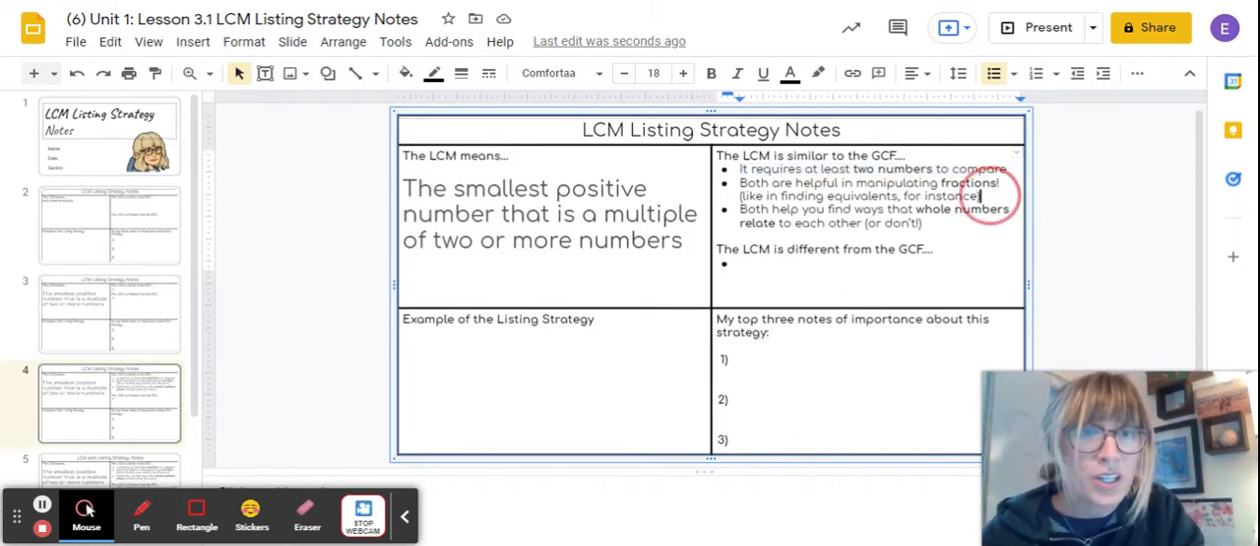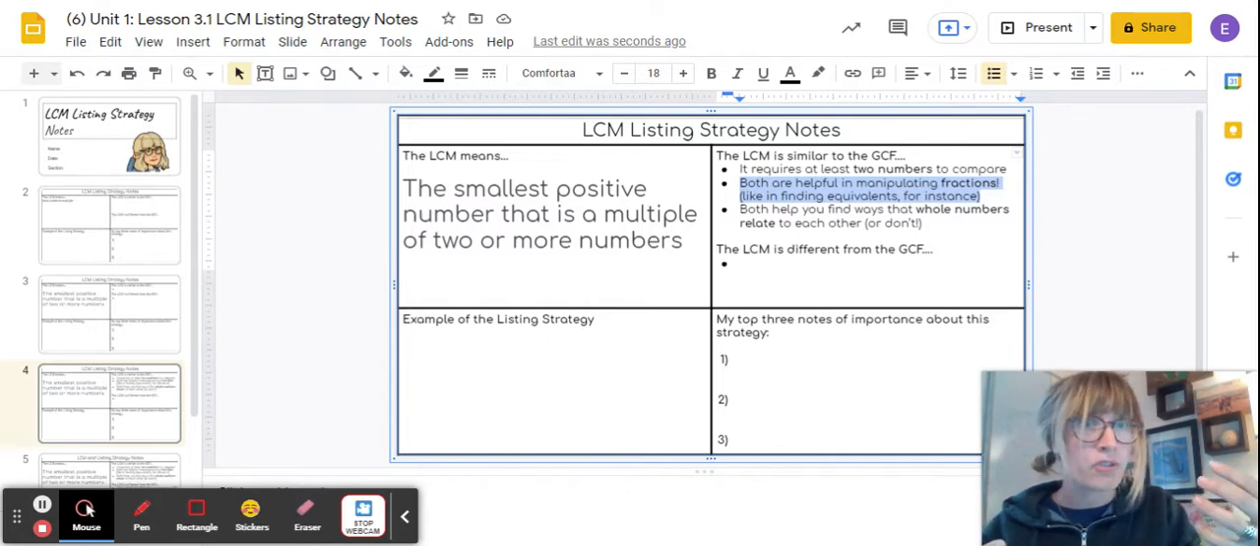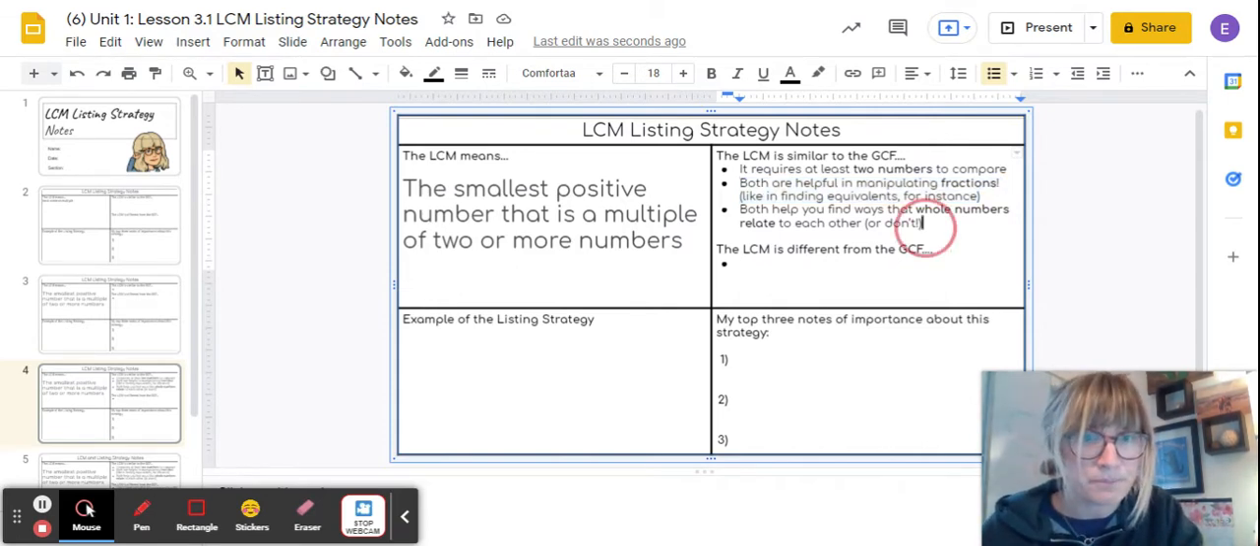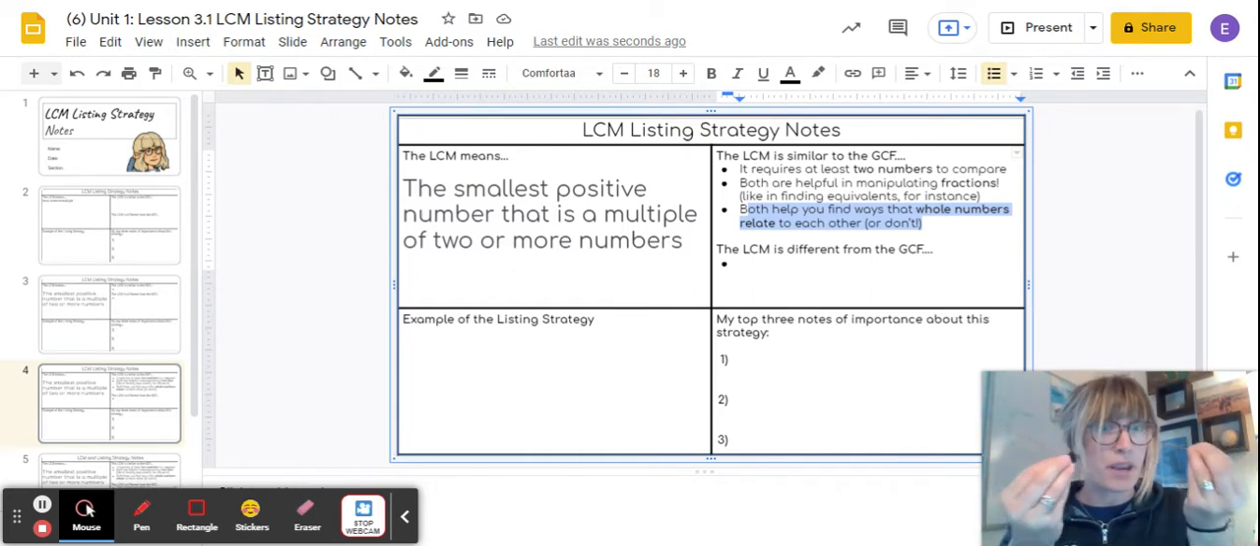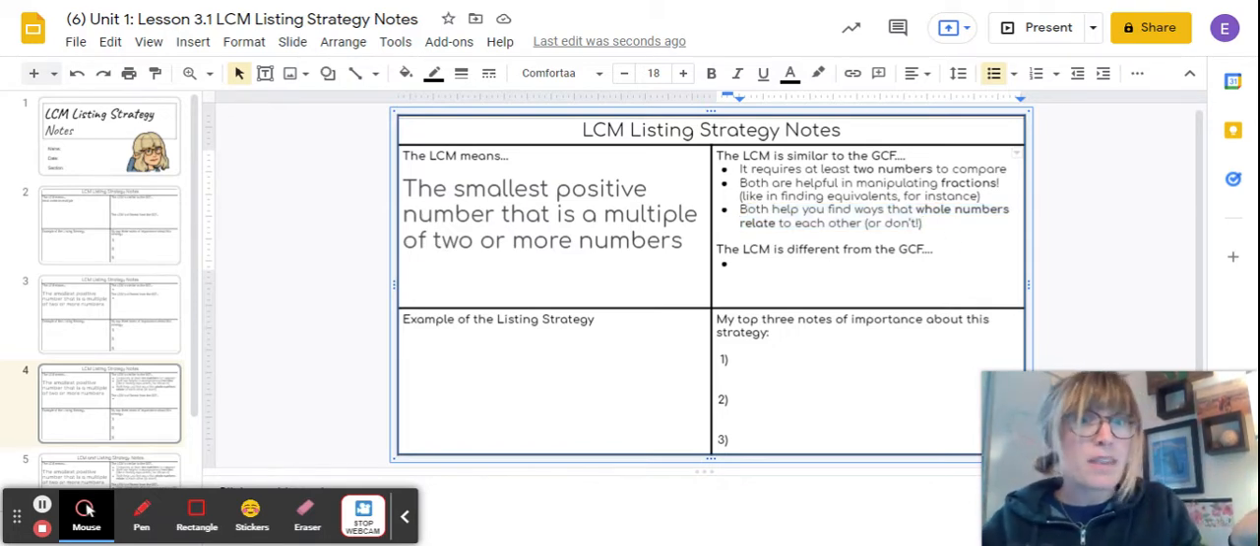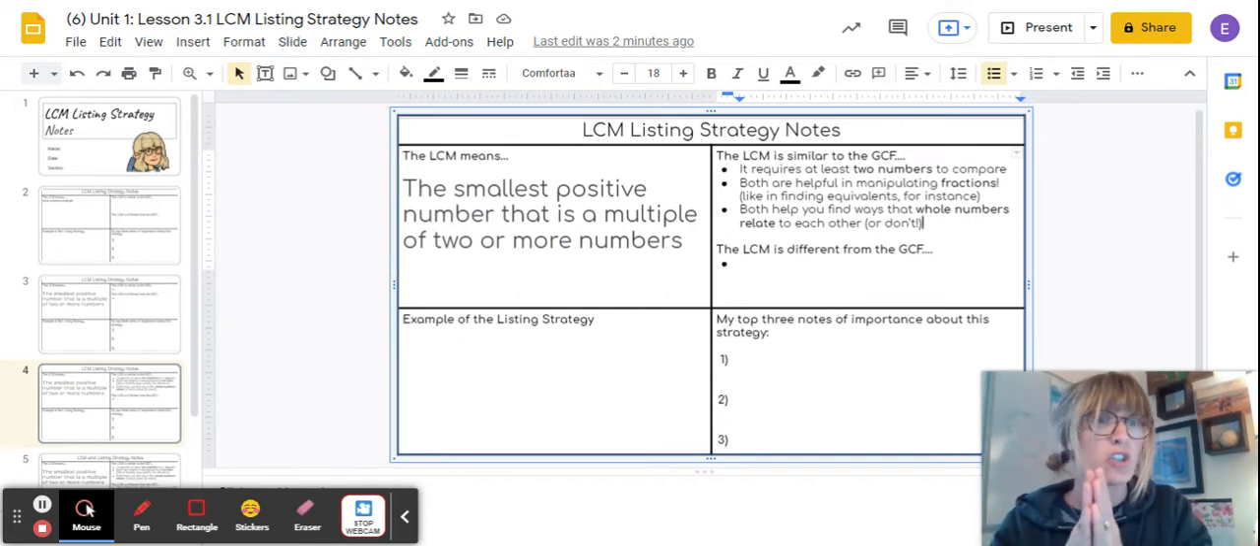Both are helpful when you are working with fractions. If you're operating on fractions or finding equivalent fractions, the GCF and the LCM can both be helpful. Both can also help you find ways that whole numbers relate to each other, or maybe don't relate to each other. If you have a prime number as one of your numbers in your comparison, then maybe they won't necessarily relate to each other.